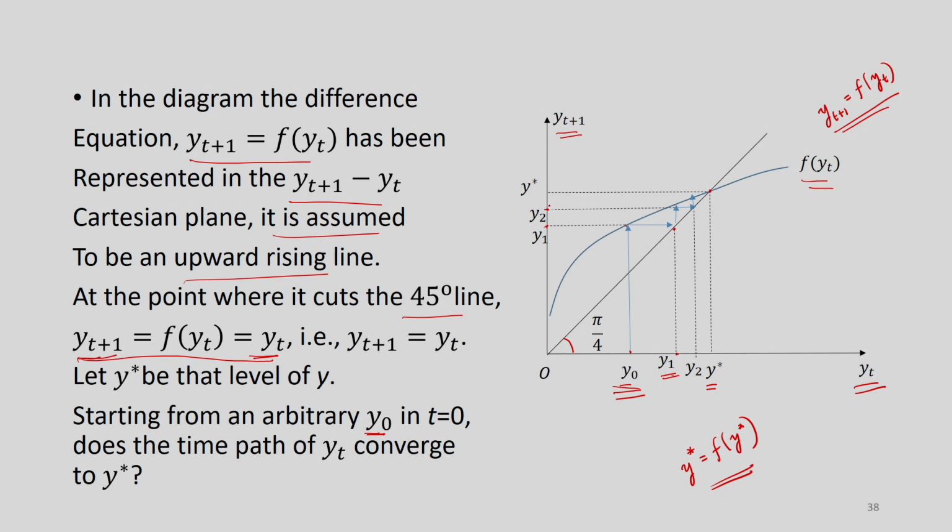And y 2 is here, but we wanted to find out what y 2 is on the x axis. So, again I project that onto the x axis, taking the help of the 45-degree line. So, here is y 2. Okay. So, this is the method we are deploying here. We are using the 45-degree line to project the values onto the x axis, and simultaneously we are using the f function as well.